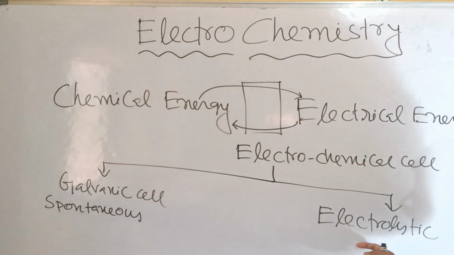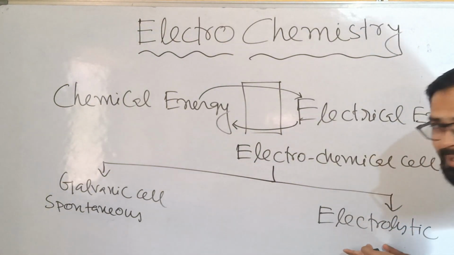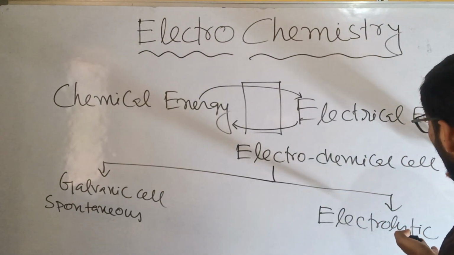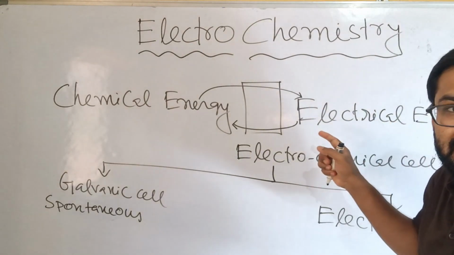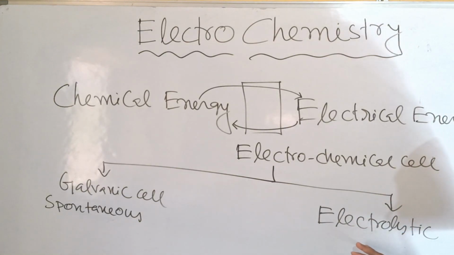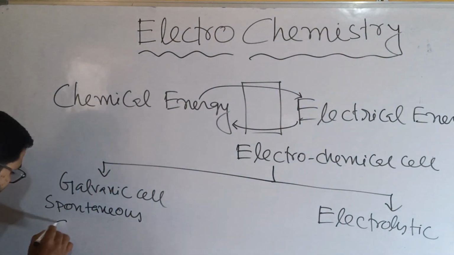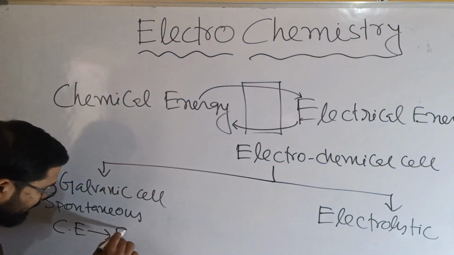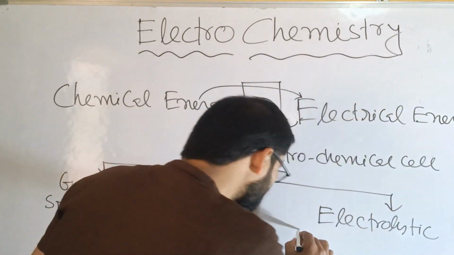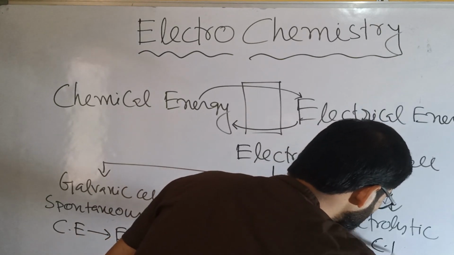But there are non-spontaneous reactions. They are not ready to participate in a chemical reaction. So at that time we have to apply electrical energy from outside. That electrical energy forces the chemical reaction to be driven. It means in the galvanic cell, chemical energy is converted to electrical energy, but in the electrolytic cell, electrical energy is converted to chemical energy.